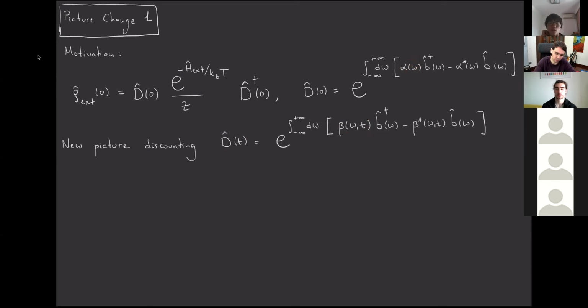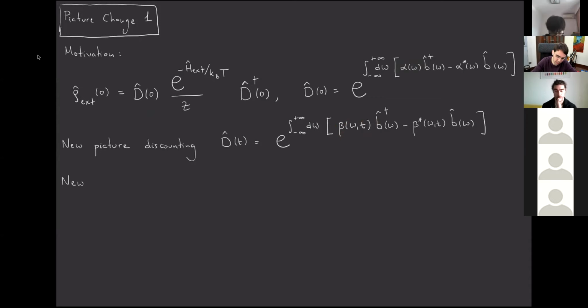Okay? So then in principle, given this, we have to, of course, choose a shape of this B of omega t, so a function of time, that is the most convenient for the picture that we want to work in. And I will show you what is the best choice right now.